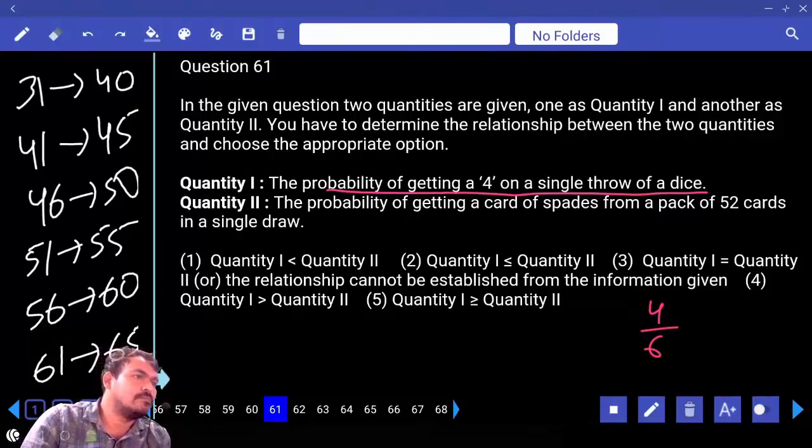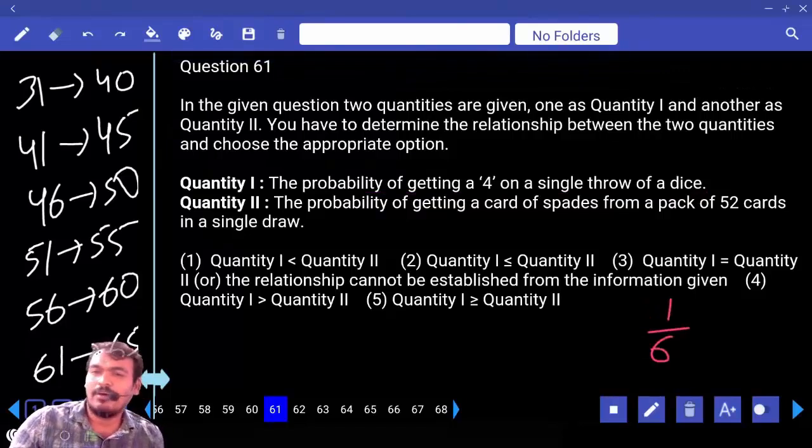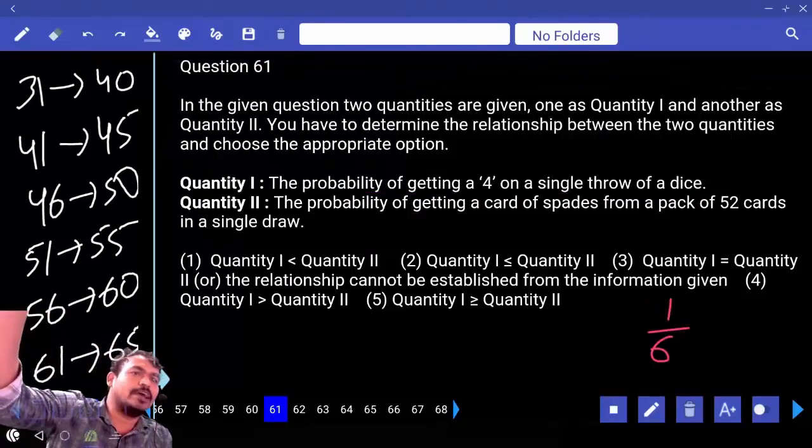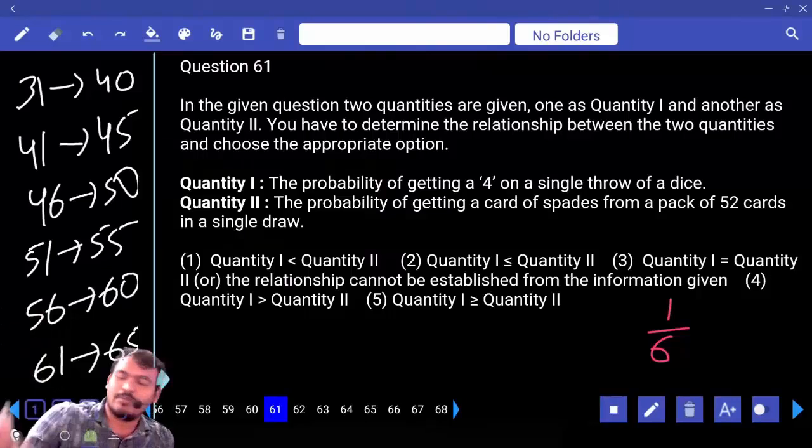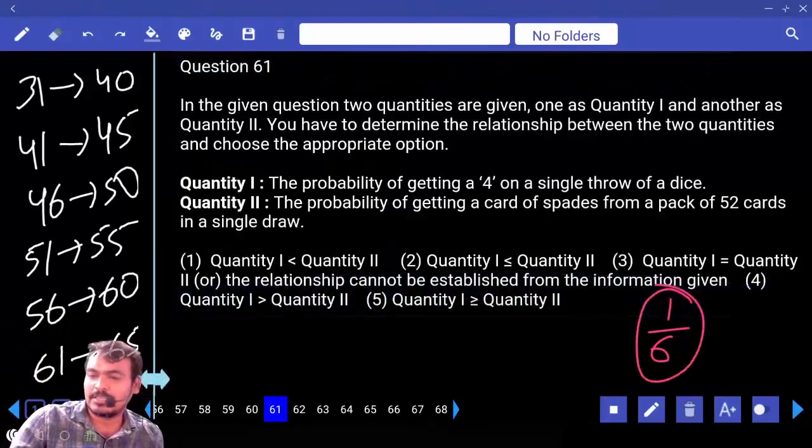4 upon 6 or 1 upon 6? 1 upon 6. For how many times is it possible? Only one time. Then the answer is 1 by 6.